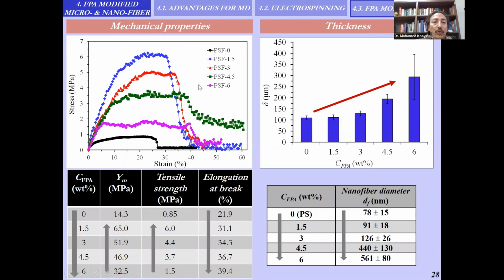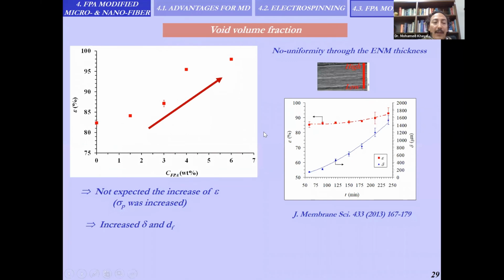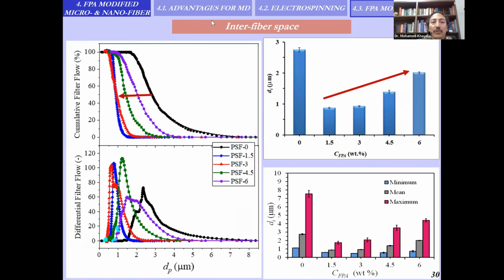The mechanical properties were also improved, as we observed for flat sheet and hollow fibers. The thickness, you can see here, is increasing with the increase of the concentration of PI, and this is attributed to the increase of the nanofiber diameter. The increase of the void volume fraction with the concentration of PI was not expected because the conductivity increased, and this result is associated mainly to the increased thickness and nanofiber diameter. We also measured the interfiber space, minimum, maximum, and mean. These are the results.